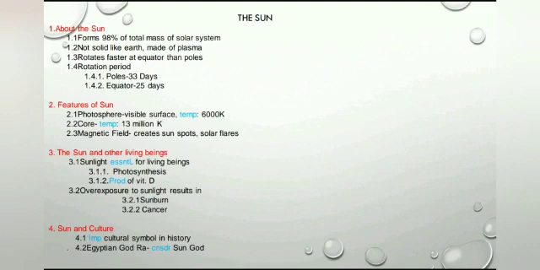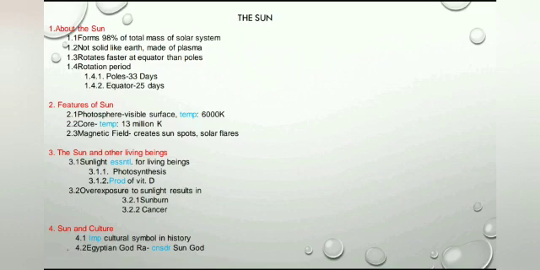Now this is how we arrange our main points and sub points. The title has to be written in the center, and at least the first letter of each word in the title should be capitalized, and it should be underlined. Now our first main point is about the sun. As we have discussed earlier, there are 4 sub points: forms 98% of total mass of solar system, not solid like earth, made of plasma, rotates faster at equator than poles, and rotation period.